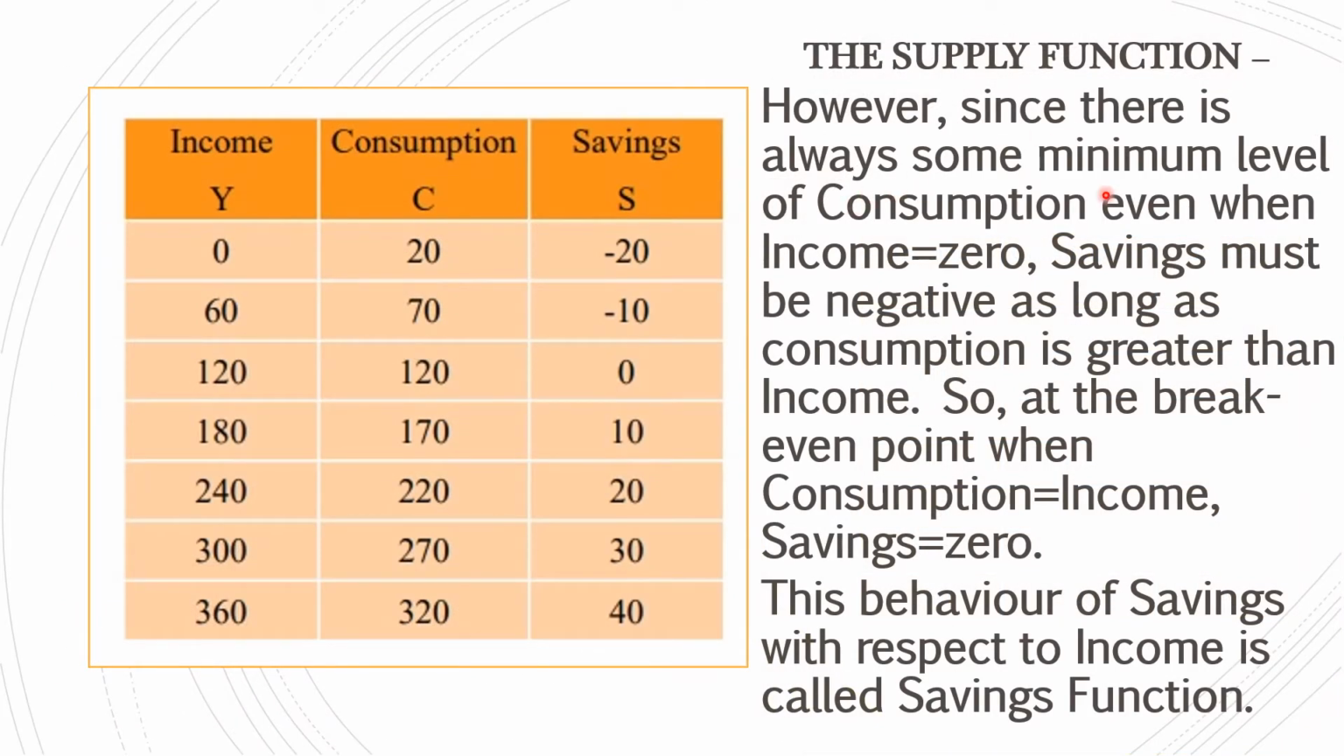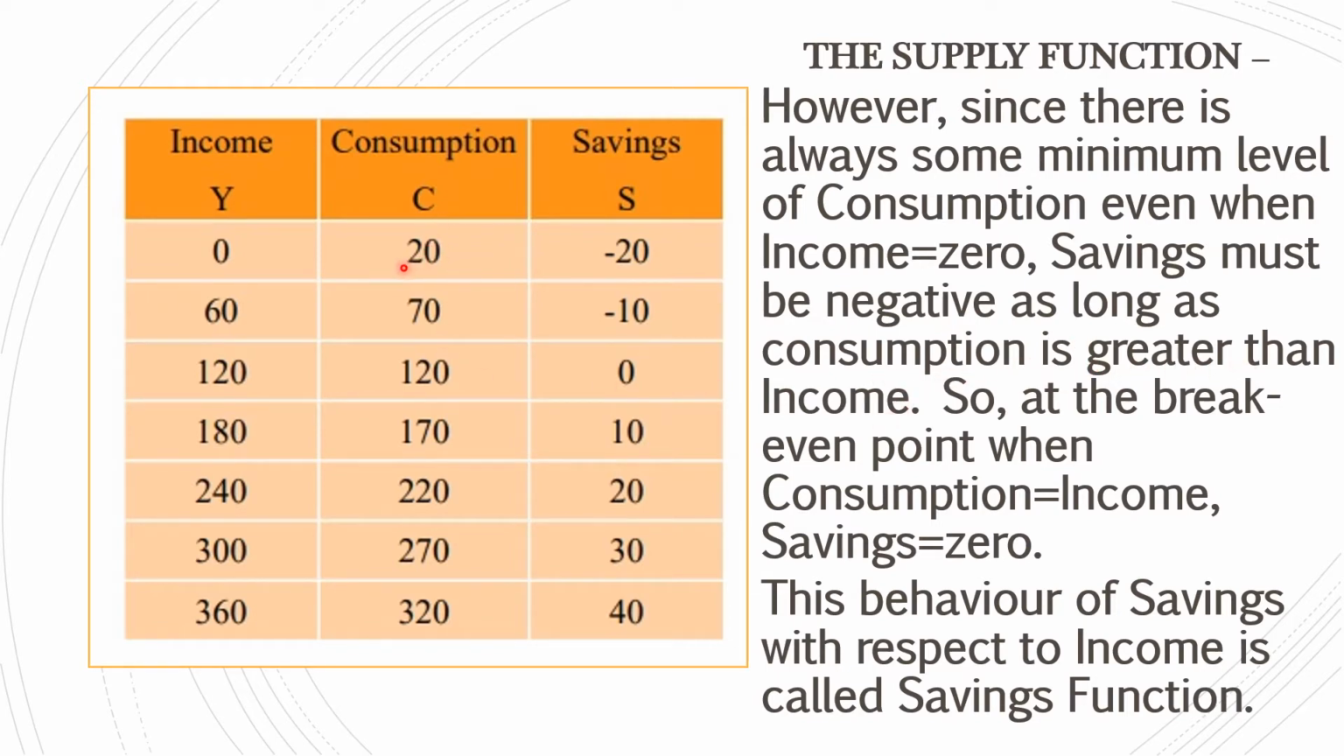Since there is always some minimum level of consumption even when income is 0, see here, even when income is 0, there is always some minimum level of consumption. That means that savings must be negative. If we use the formula S equals Y minus C, obviously 0 minus 20, and negative 20 is the sign of the bigger number. So the answer is negative 20. So that means savings must be negative as long as consumption is greater than income.